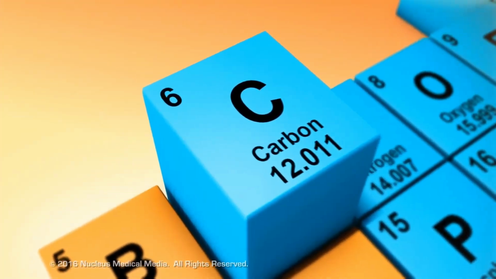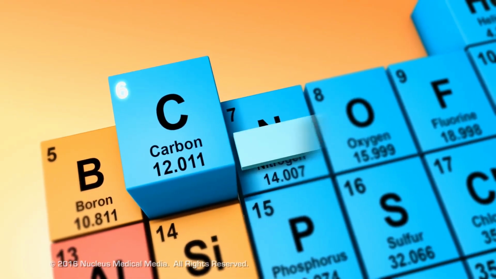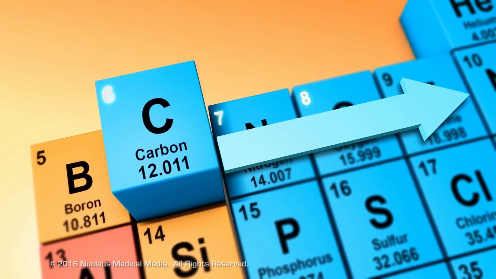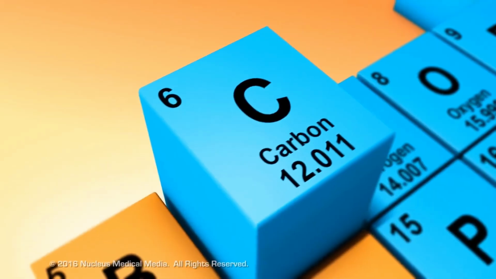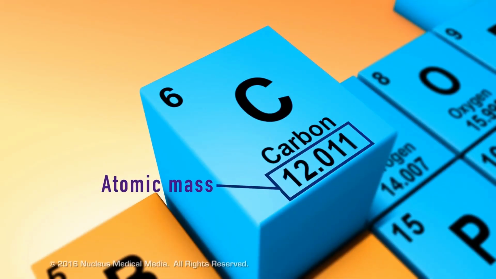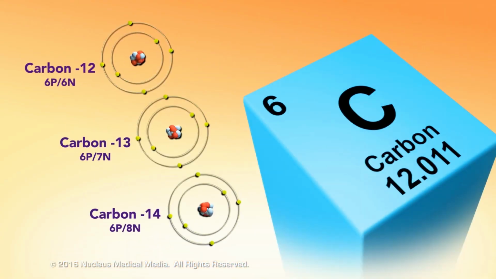The smaller number next to each element's symbol represents the atomic number. The atomic number increases by 1 as you go from left to right across each period. The larger number represents the atomic mass. Notice that the atomic mass of many elements is a decimal number rather than a whole number. This is because the atomic mass is a weighted average of the mass numbers for the isotopes of an element.